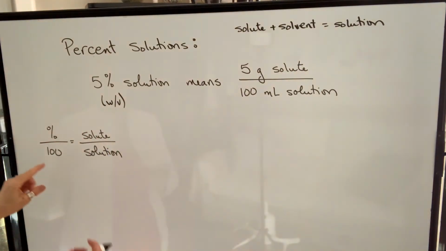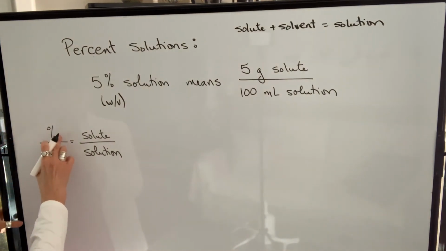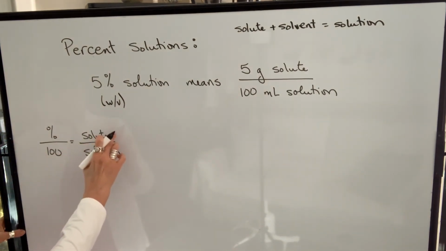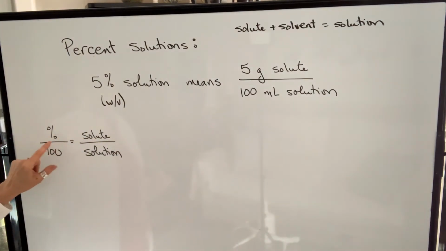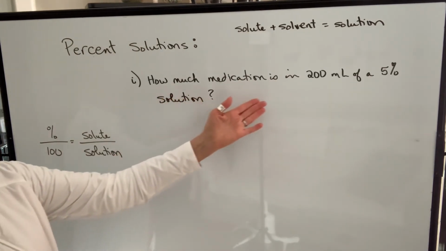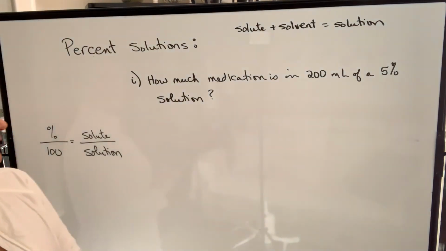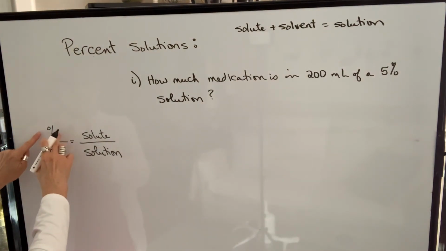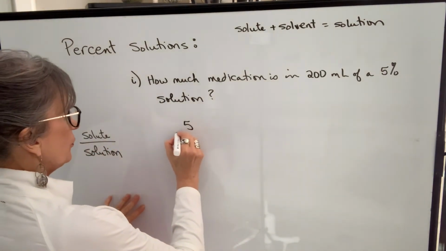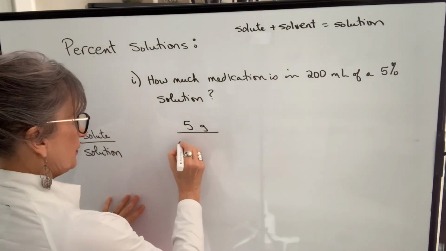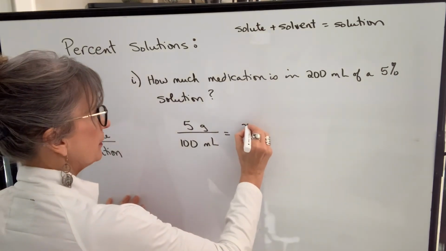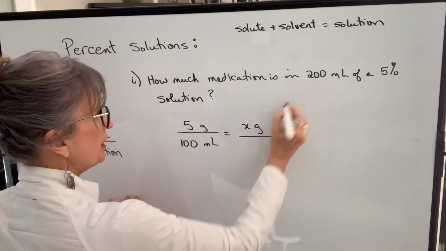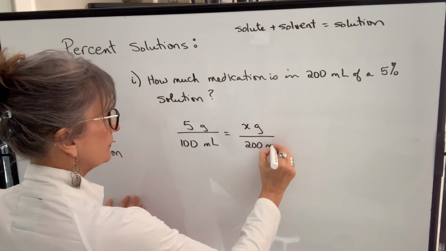So in terms of our proportion, the percent goes over 100, and the solute will be our amount, the solution will be our base. So we can use this to find any of these three things. If you were asked how much medication is in 200 milliliters of a 5% solution, our percent goes over 100. So we know we have 5 grams. If it's 5%, it would be 5 grams in 100 milliliters of solution. We want to know how many grams or how much medication will be in 200 milliliters of solution.